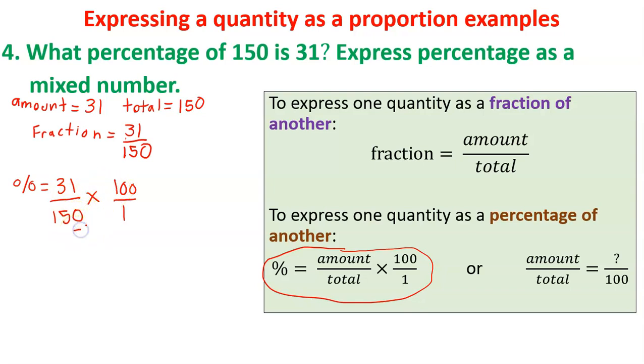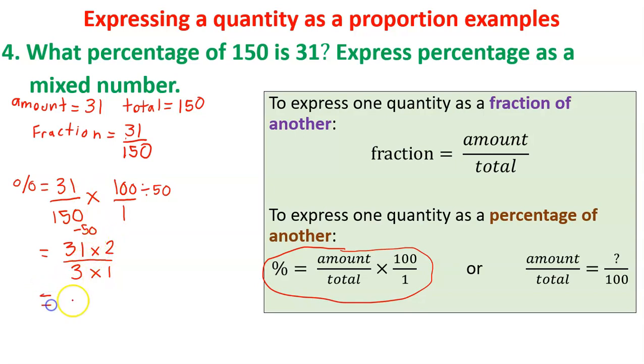So if I divide 150 by 50, and I divide the 100 by 50, that's our highest common factor along the diagonal here, I end up with 31 multiplied by, now 100 divided by 50 is going to be 2. 150 divided by 50 is going to be 3. And the 1 remains the same. When we simplify, it just makes it a little bit easier to perform the calculation.